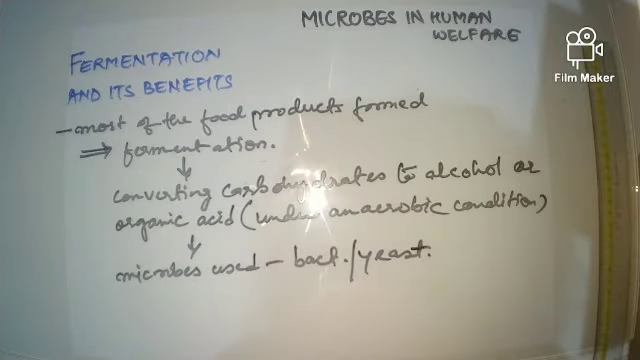We have a concept that the growth of bacteria is undesirable as they would cause illness. But we cannot deny that most of the food products are formed with the help of these bacteria, or we can say with the help of useful bacteria. The food products that are formed due to microbial action are a result of fermentation. So, what is fermentation? Fermentation is the process of converting carbohydrates to alcohol or organic acids using microorganisms under anaerobic conditions. Examples of microorganisms can be yeast or bacteria.